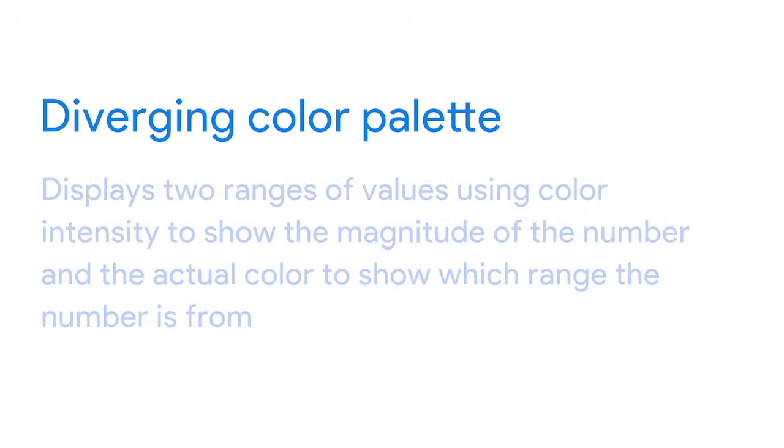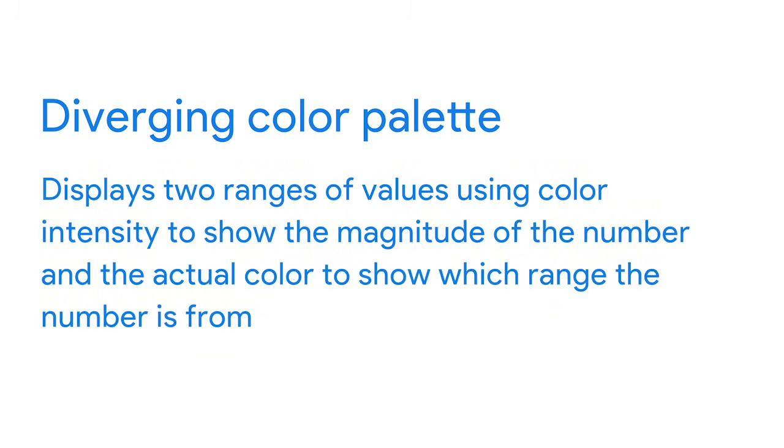Let's take a look at an example of a good use of a diverging color palette. A diverging color palette displays two ranges of values using color intensity to show the magnitude of the number, and the actual color to show which range the number is from.